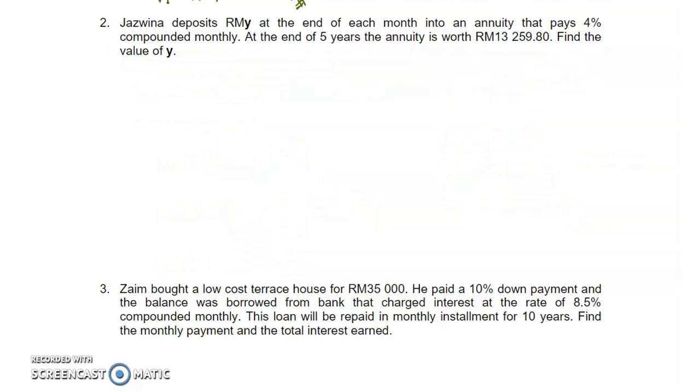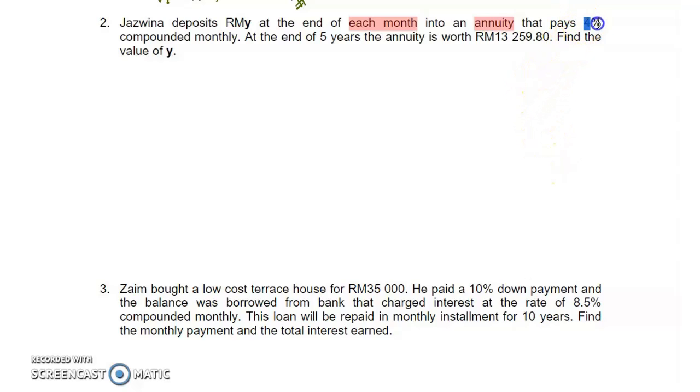Okay, now let's look at number 2. Jaswina deposits Y at the end of each month. So this is a keyword to indicate the topic annuity, into an annuity that pays 4% compounded monthly. Moreover, this question already states annuity here, so use the annuity formula. Don't use the compound interest formula, meaning that you use the correct formula.